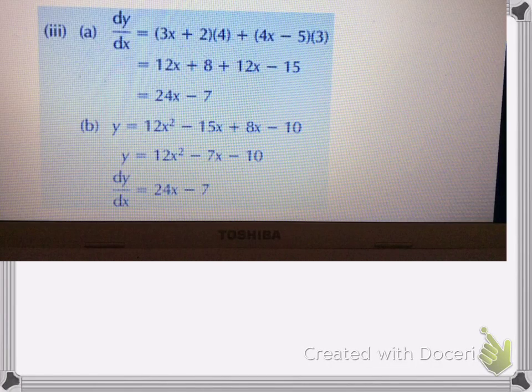Part 3. Again, use the product rule the first time, so this is where the product rule is being applied. So it's going to be u by dv dx plus v by du dx. Multiply it out, tidy it up, and you'll get 24x minus 7. Part B then, multiply out the brackets first, and you should get 12x squared minus 15x plus 8x minus 10, tidy it up. 12x squared minus 7x minus 10, then go off and get dy dx, and you'll still get your 24x minus 7.